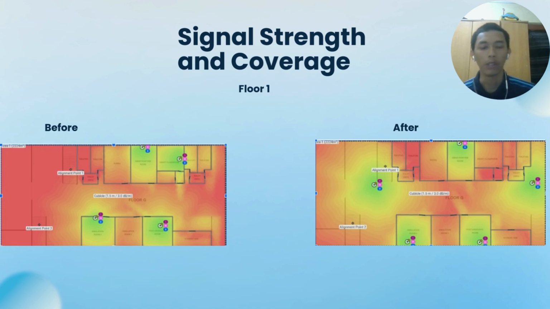Alright, so for the first one, it will be for signal strength and coverage. In wireless communication, coverage and signal strength are crucial variables. Signal strength, which is commonly expressed in decibels, is the power of the wireless signal that a device has received. While a weak signal can cause slower speed or failed connections, a stronger signal often produces a faster and more dependable connection.